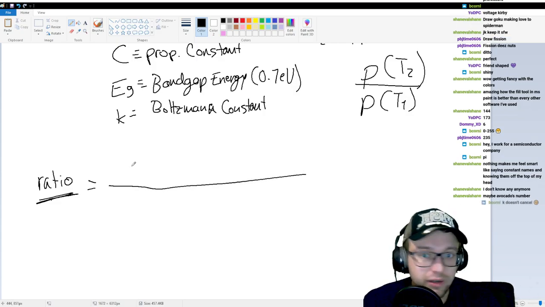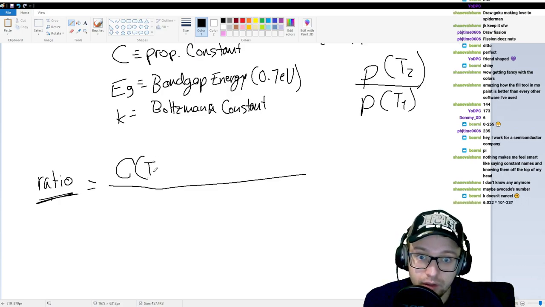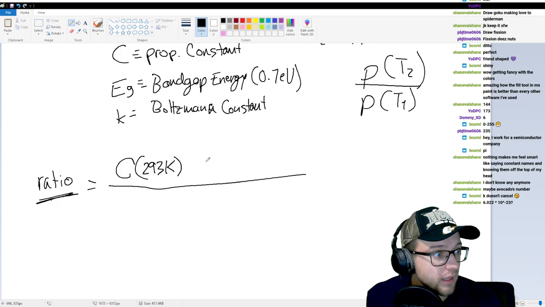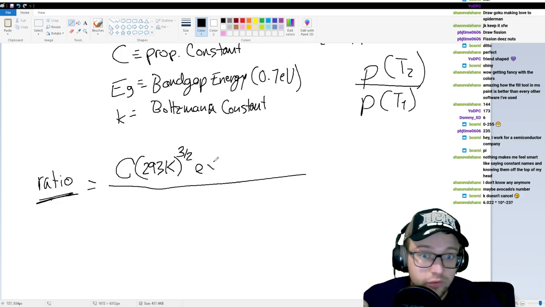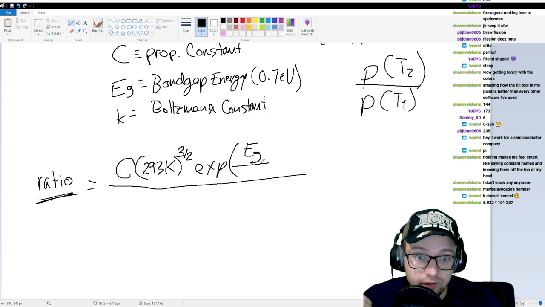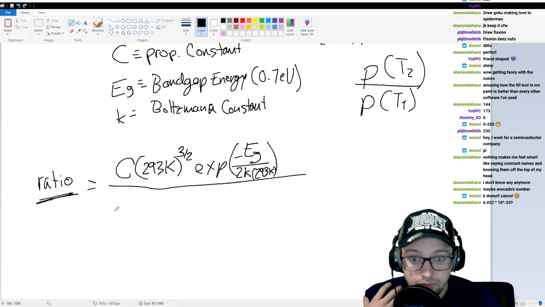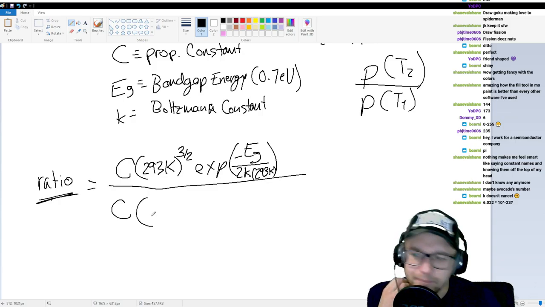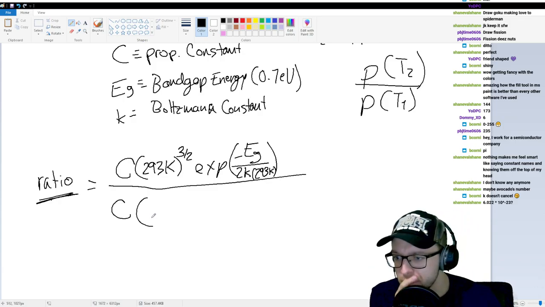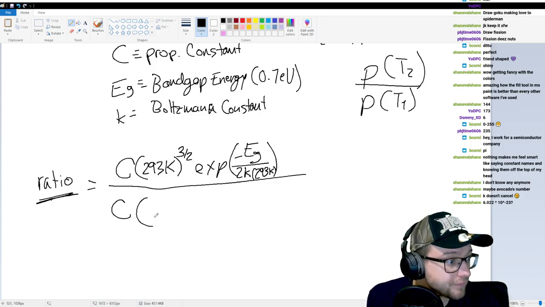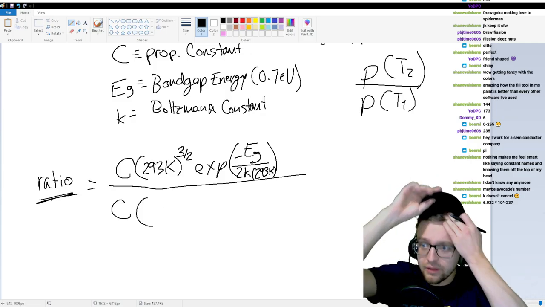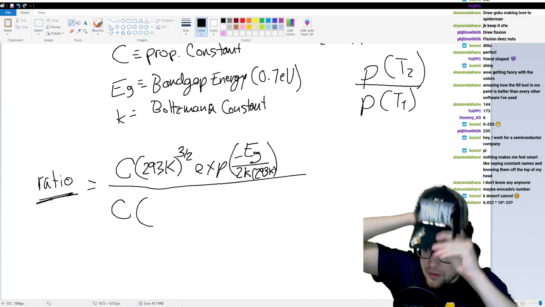So let's just do this. This is going to be C times T2, where T2 is 293, so we'll write 293 Kelvin, and then to the 3 halves. And then exp of E_G, which is a constant, minus 2k times 293 over C. That's Avogadro. Yeah, k doesn't cancel. Oh, damn it. You're right. Well, I guess I'll look it up in a little bit then.